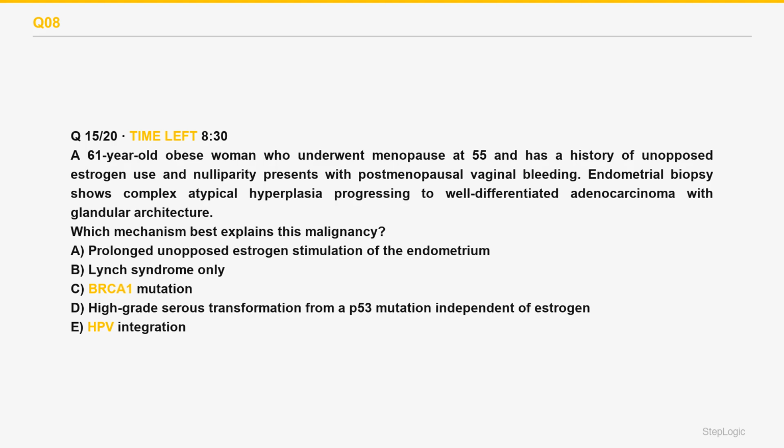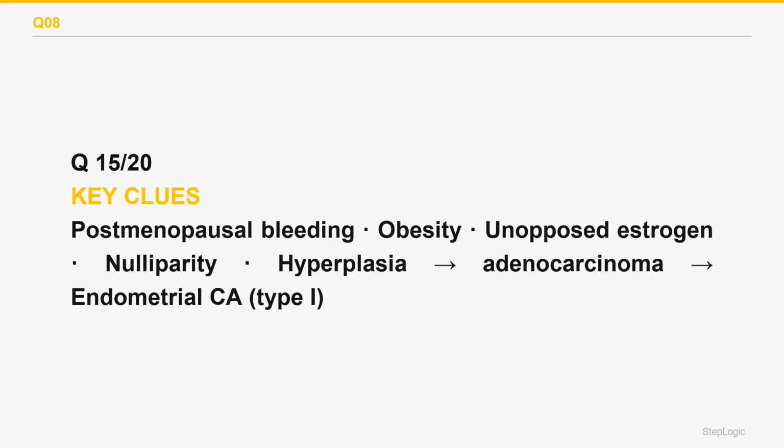Read the command. Which mechanism? Postmenopausal bleeding, obesity, unopposed estrogen, nulliparity, late menopause, endometrial hyperplasia to adenocarcinoma: estrogen-driven type I endometrial carcinoma. This is the classic type I endometrial adenocarcinoma, driven by prolonged unopposed estrogen stimulation.